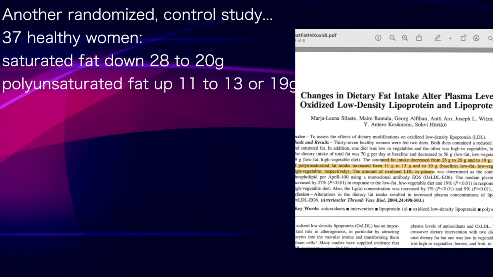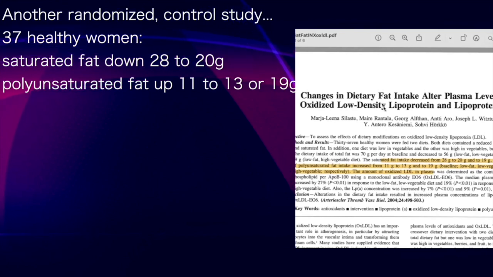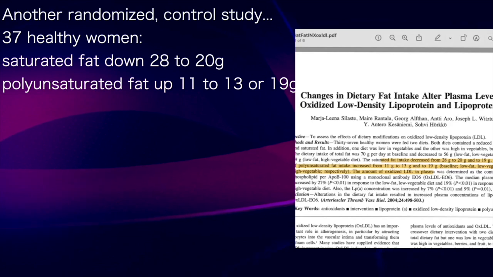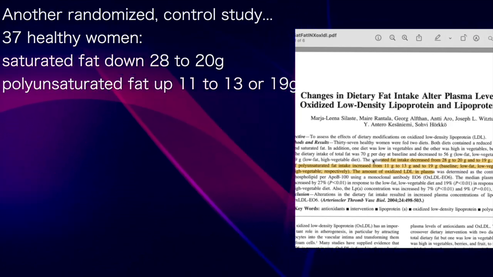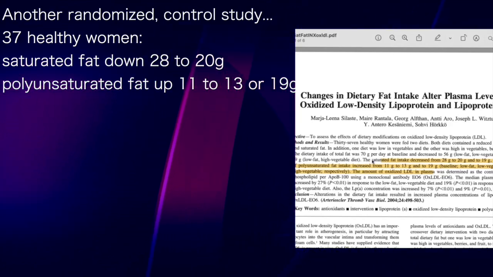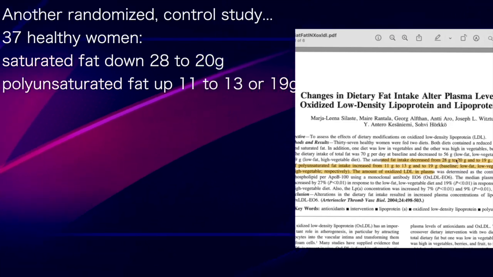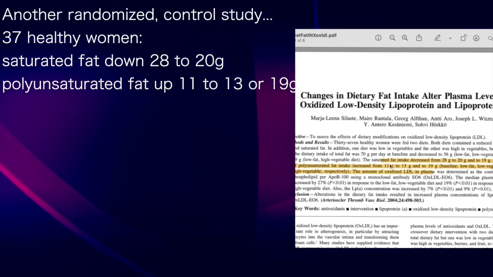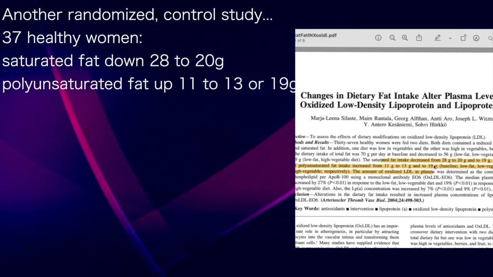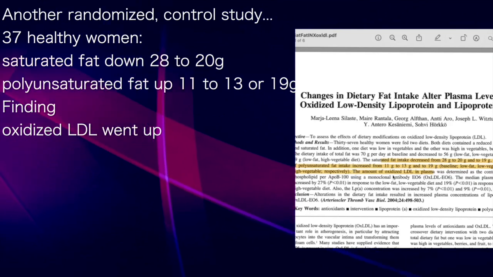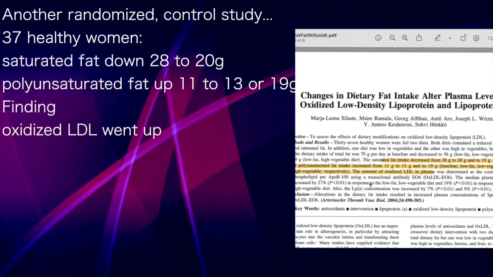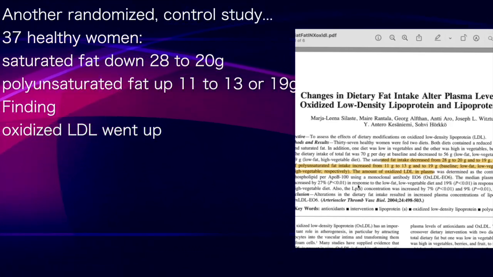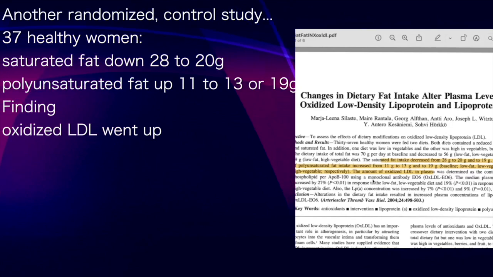How about another one? Changes in dietary fat intake alter plasma levels of oxidized LDL and Lp(a). Lp(a) is a very well-known strong risk factor for cardiovascular disease. In this study, 37 healthy women were fed 2 diets. The saturated fat intake was decreased from 28 grams to 20 grams. And the amount of polyunsaturated fat was increased from 11 grams to 13 or 19 grams. And what did they find? The amount of oxidized LDL in the plasma went up when you do that. When you have less saturated fat and more polyunsaturated fats, the oxidized LDL goes up.